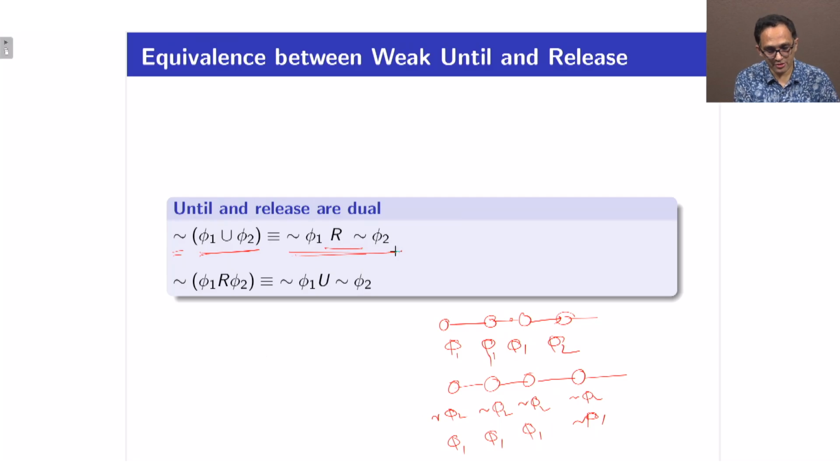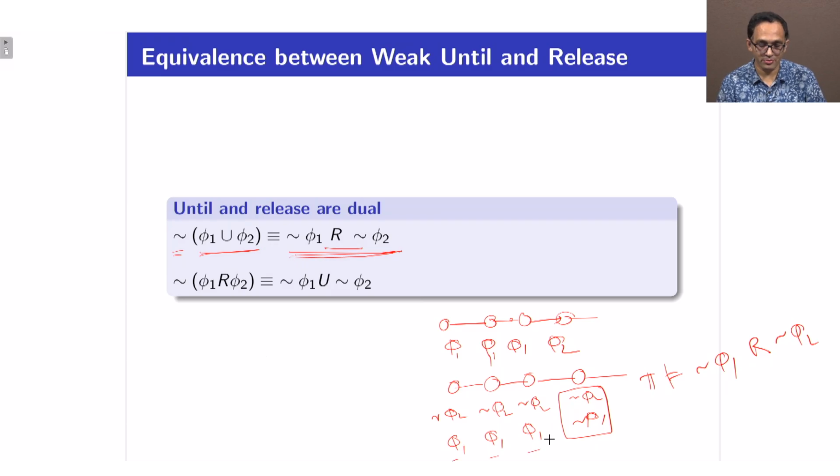And when this holds, I am saying that not phi 1 releases not phi 2. That means not phi 2, not phi 2, not phi 2 is happening, and in some state not phi 1 and not phi 2 both are holding. So this is basically the state path which satisfies not of phi 1 releases not of phi 2. Now you see here, whenever I am not saying not of phi 1, I can say phi 1 is holding, phi 1 is holding, phi 1 is holding, and in this state phi 1 is not holding.